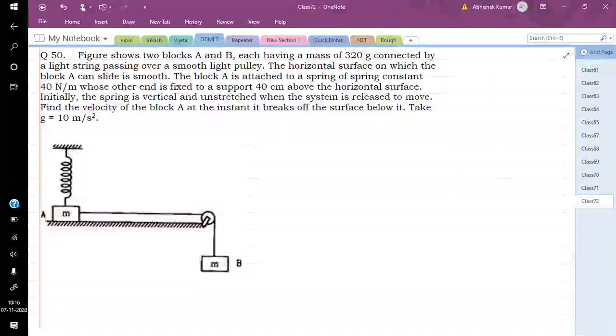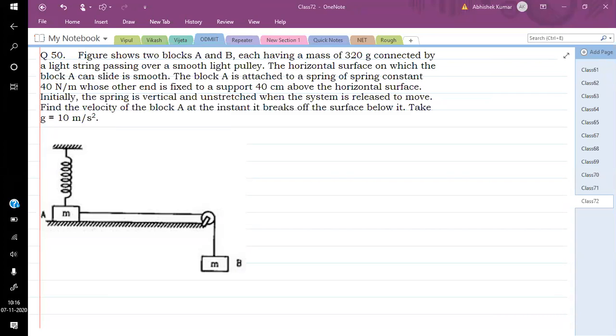Okay, come to this question. The figure shows two blocks A and B, each having mass 320 gram, connected by a light string passing over a smooth light pulley. So this is the smooth light pulley, and there is a light string, and these two masses are connected. The horizontal surface on which block A can slide is smooth. This surface is smooth, no friction.